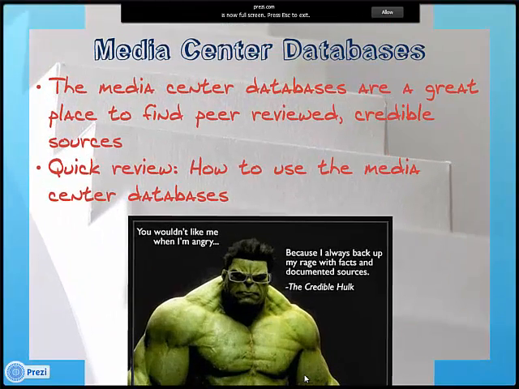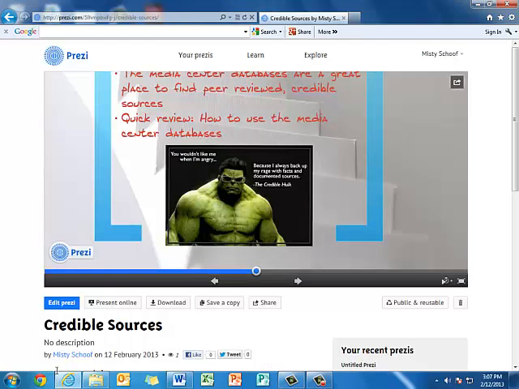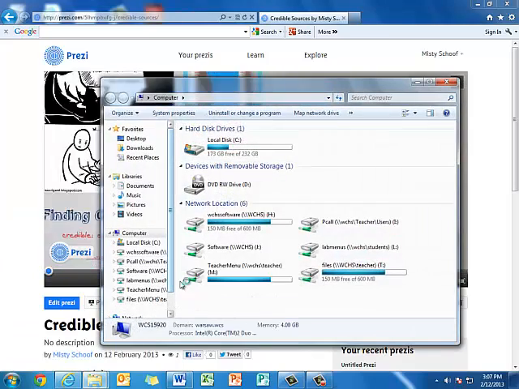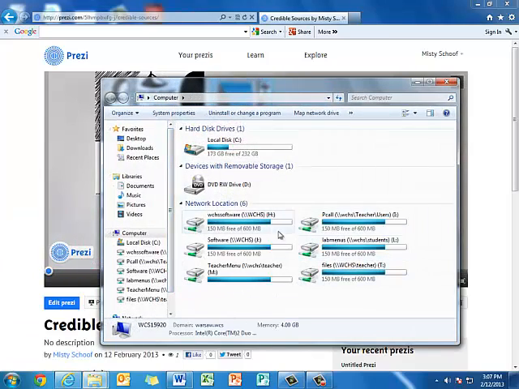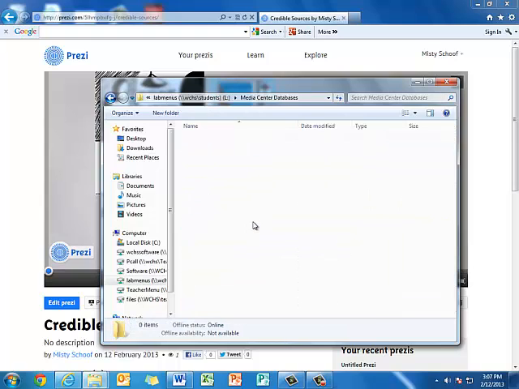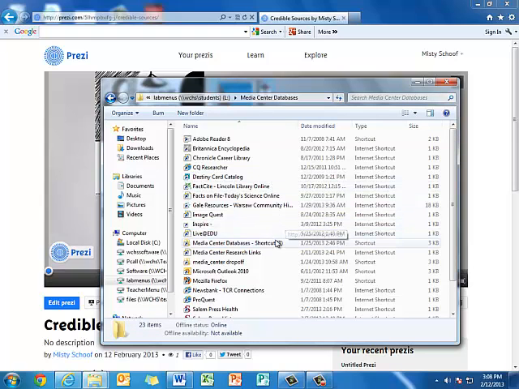We're going to take a look at the Media Center databases really quickly because they are a great place to find peer-reviewed credible sources without having to do a lot of thinking on your part. So most of you have done this for a really long time, but you just go to Computer and then you go to Lab Menus and you'll see the Media Center databases. There are lots of options to choose from, but we're just going to use Gale Resources this first time.